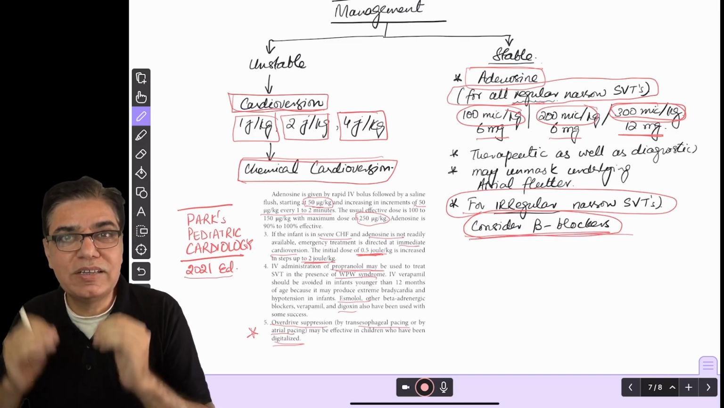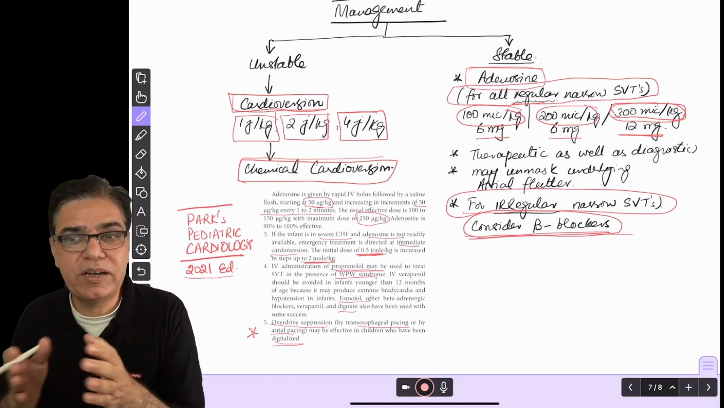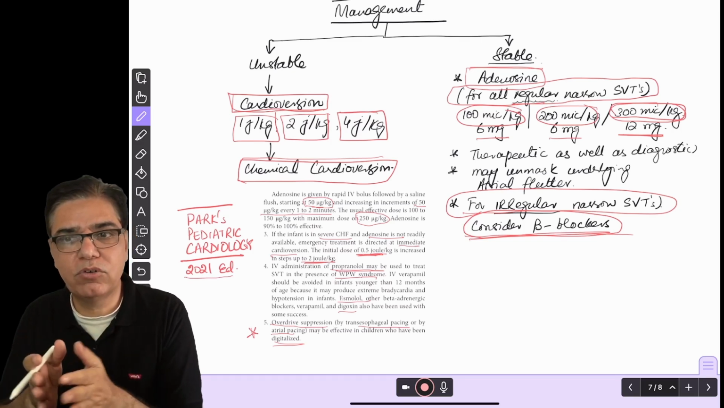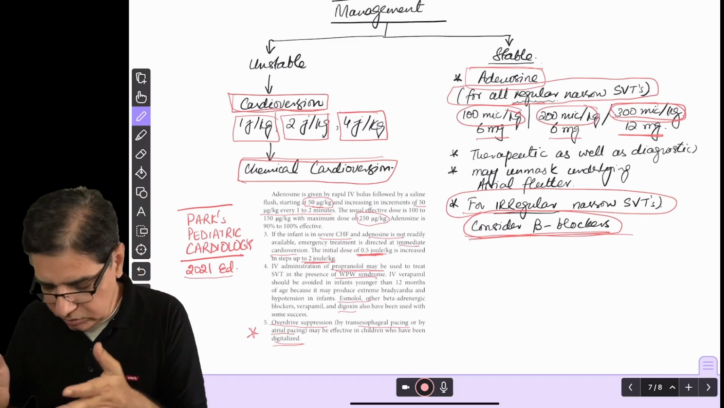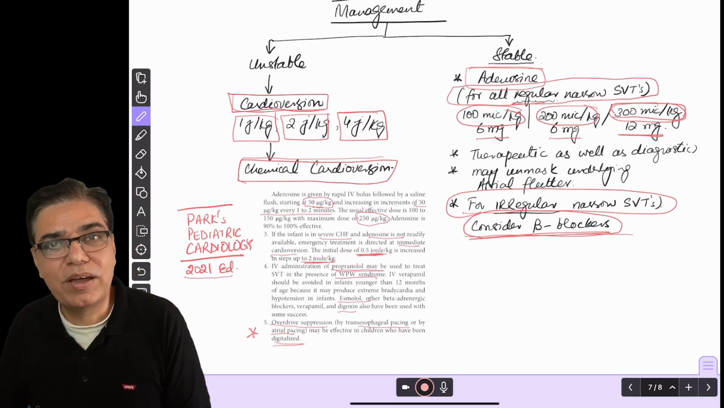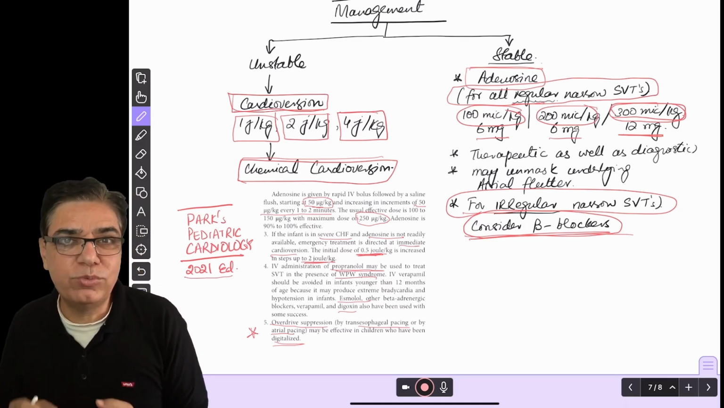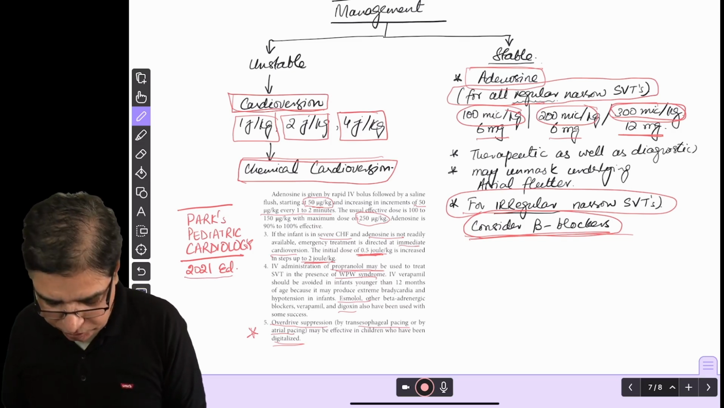So this is what APLS, we call it APLS or e-PALS in the UK, and in America they call it PALS. This is what that recommends for the treatment of SVT tachyarrhythmias in children.